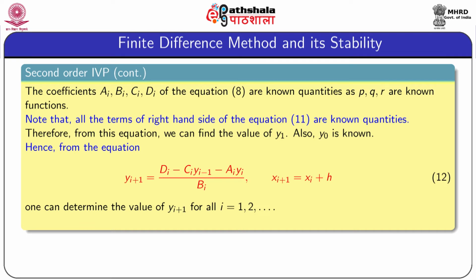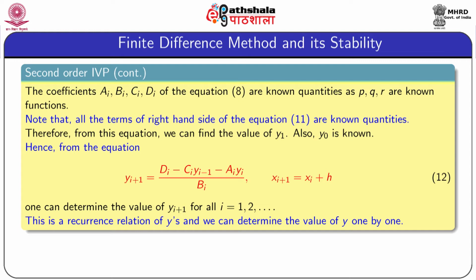So this expression gives the value of yi plus 1 for all i equal to 1, 2 and so on, because the values of yi and yi minus 1 are evaluated for i equal to 1 and next time for i equal to 2 and so on. So this is a recurrence relation of y's, and we can determine the values of y one by one.